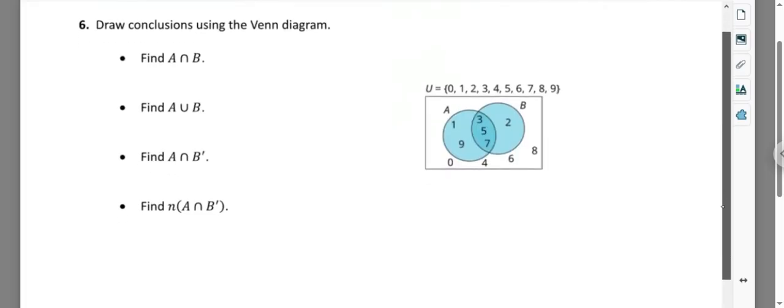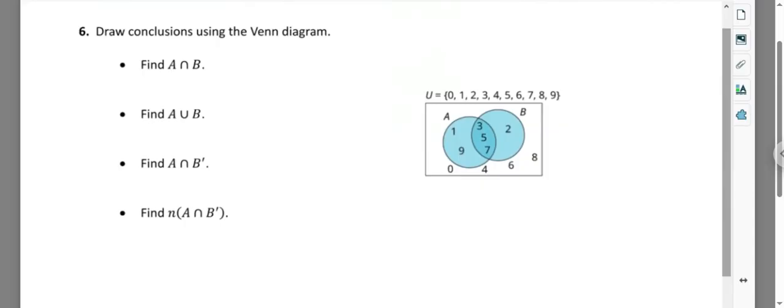All right, so what about number 6? We have 1 and 9 just in A. We have 2 that's in B. We have 3, 5, and 7 that are in both of them. And we have 0, 4, 6, and 8 not in anything. Okay, we'll finish up when we get back.